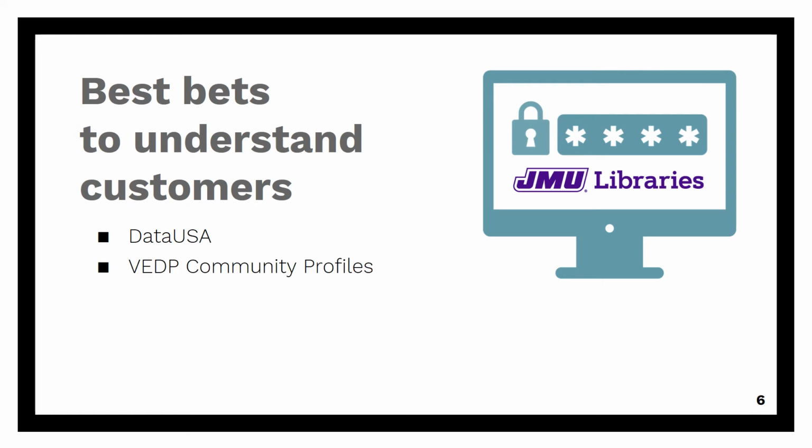Data USA gives you lots of information about economics as well, but I wanted to point out too that you can look for economic development agencies as a source for that information. The Virginia Economic Development Partnership, or VEDP, has community profiles about every part of Virginia that aims to entice businesses to come there. So they talk a lot about what the economy has to offer, what the workforce is like. So that could be another source of information for you to understand Charlottesville as a city.